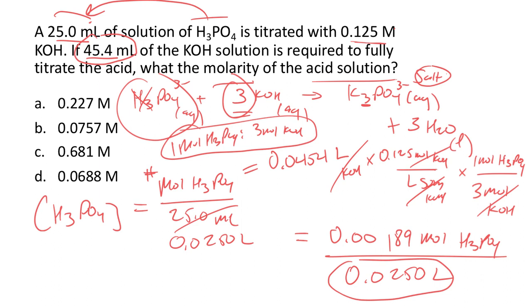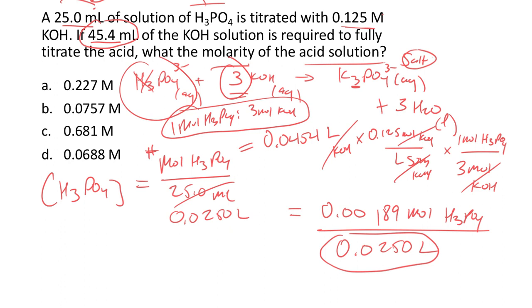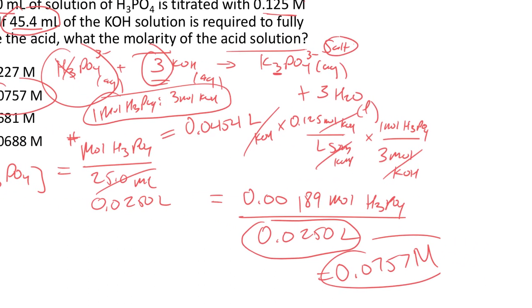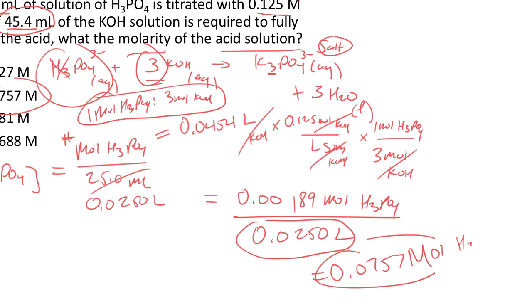So divide by 0.025 gives us 0.0756, around 0.0757 molar. So answer B. This would be moles of H3PO4 per liter of that solution.